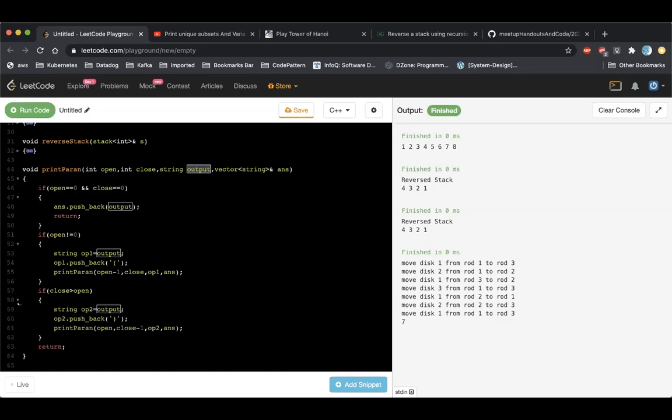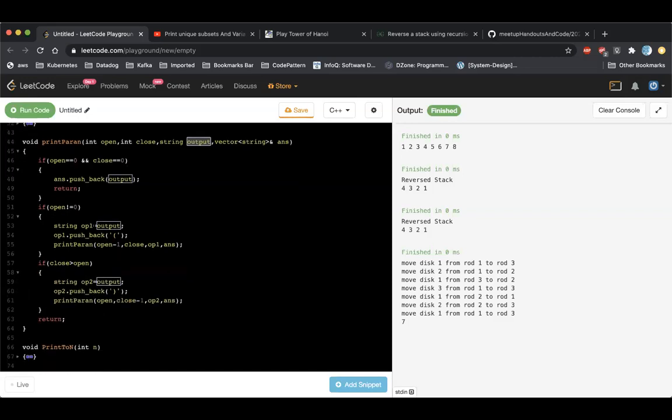Whatever output we have so far, we are appending open into it, decrementing the open, and calling the function. And again, this is the condition we always want to make sure of when we get an input: the close is greater than open. If not, we don't want to go into that condition because that becomes an invalid case. This is where we said that instead of backtracking, we are checking this condition to make sure we don't go into that invalid condition.